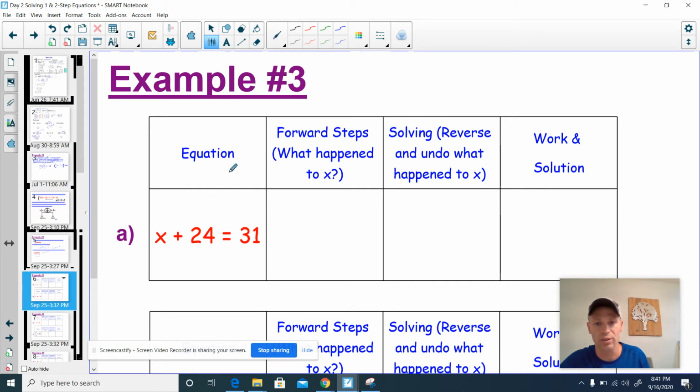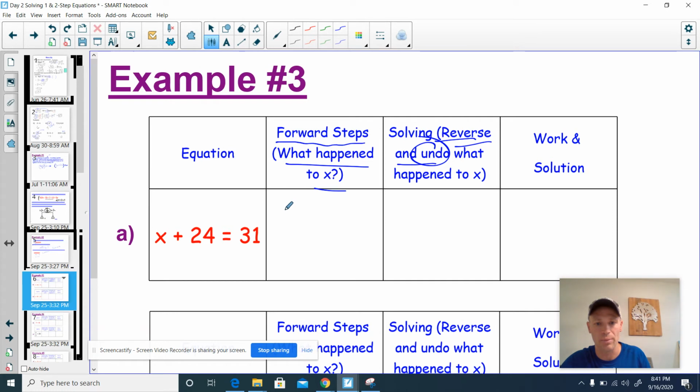So we have the equation, and we ask, what are the forward steps? What if you were to follow order of operations? What happened to x? It's all the same thought, right? So what happened to x in this one? Solving steps, it's reversing what happened. It's undoing what happened to x, right? So reverse and undo. Right now, we're really going to just focus on the undo. Reverse is kind of more for the two-step equations. And then we're going to show our work for that.